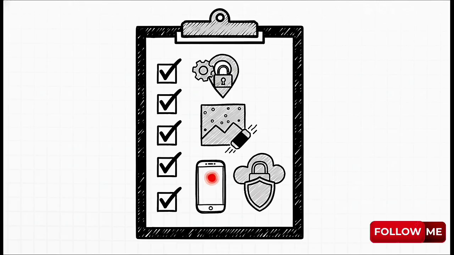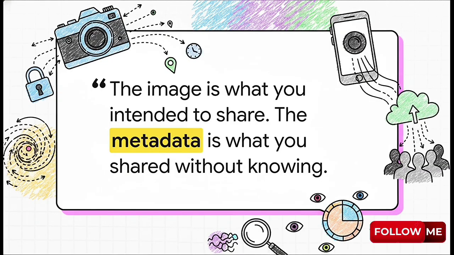And finally, number 5, beware of platform location retention. Here's the thing, even if a social media platform strips the metadata from the public view of your post so your friends can't see it, their corporate servers still receive and retain your precise location data the second you hit upload. We'll wrap things up today with this thought. The image is what you intended to share. The metadata is what you shared without knowing.